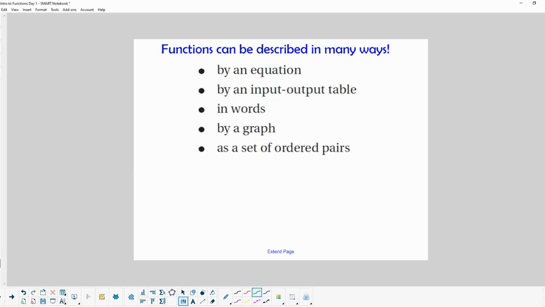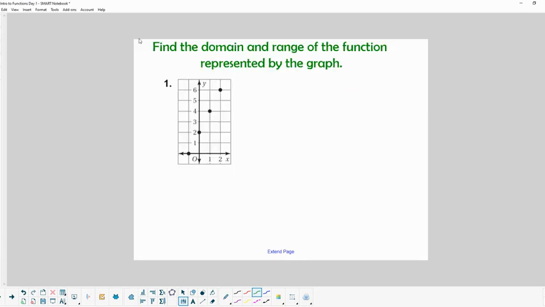So functions can be described in many ways. It can be described by an equation, by an input-output table. It can be described in words. It can be illustrated on a graph. It can also be shown as a set of ordered pairs, a bunch of x and y values that go together in a set. So we're going to practice just working with these definitions for now and help you understand how they apply.